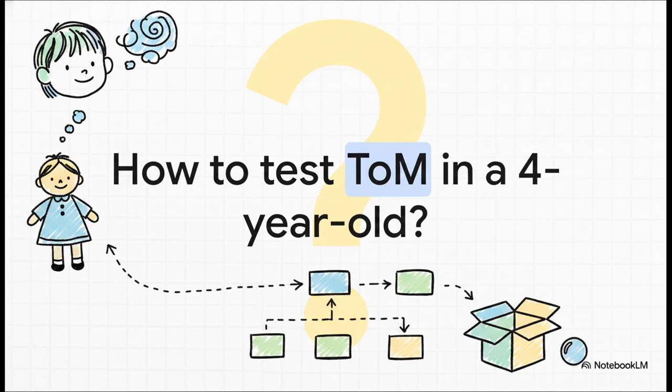A researcher wants to test theory of mind in a 4-year-old using a doll and a marble. Explain how they would conduct this study and what finding would indicate a developed TOM for 4 marks. Notice how it's asking for both a procedure and a specific finding. Let's look at how we tackle this systematically to guarantee maximum marks.